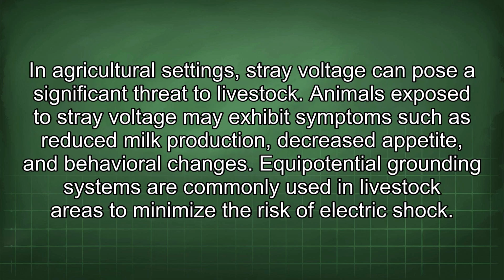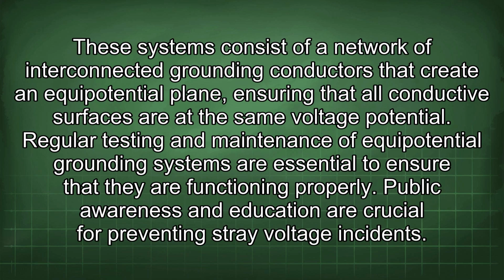In agricultural settings, stray voltage can pose a significant threat to livestock. Animals exposed to stray voltage may exhibit symptoms such as reduced milk production, decreased appetite, and behavioral changes. Equipotential grounding systems are commonly used in livestock areas to minimize the risk of electric shock. These systems consist of a network of interconnected grounding conductors that create an equipotential plane, ensuring that all conductive surfaces are at the same voltage potential. Regular testing and maintenance of equipotential grounding systems are essential to ensure that they are functioning properly.